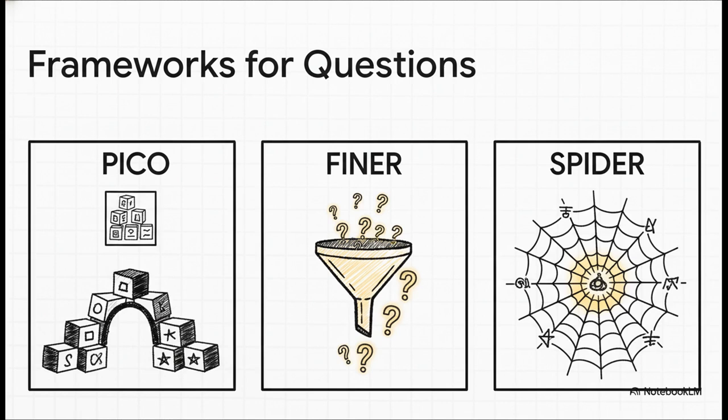But just because a question is well structured doesn't mean it's a good one. That's where a framework like FINER comes in. It's the reality check. It forces you to ask, is this even doable? Is it interesting? Is it actually relevant to anyone? It's a crucial filter to apply before you go any further.